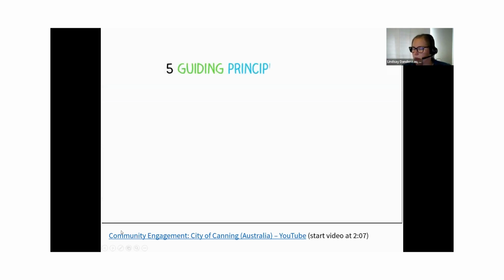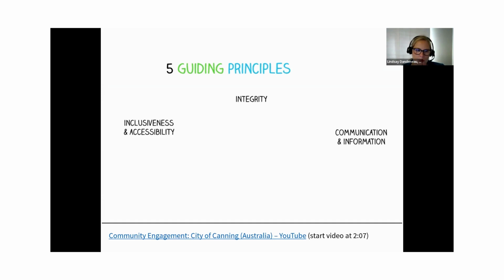Community, we've chosen 5 guiding principles that will keep us on the right track. 1. Inclusiveness and accessibility. 2. Integrity. 3. Communication and information. 4. Evaluation and adaptability. And 5. Timeliness. So now I'll tell you a little bit more about what we mean with each of these.